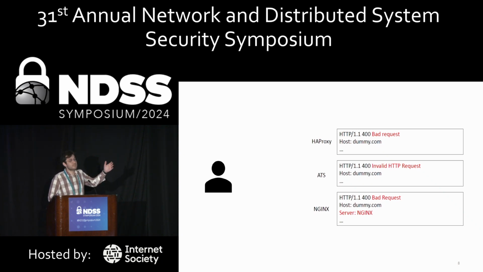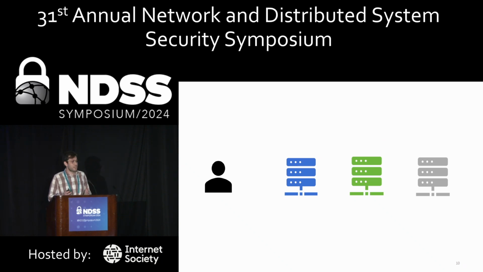And we know the subtle differences, actually. For example, over here, we can see that ATS returns a different response line when we compare it with the other ones. By collecting these subtle differences, we detect one of the servers. For example, let's say the response that we got is similar to the third one. So we might think it's an Nginx server.